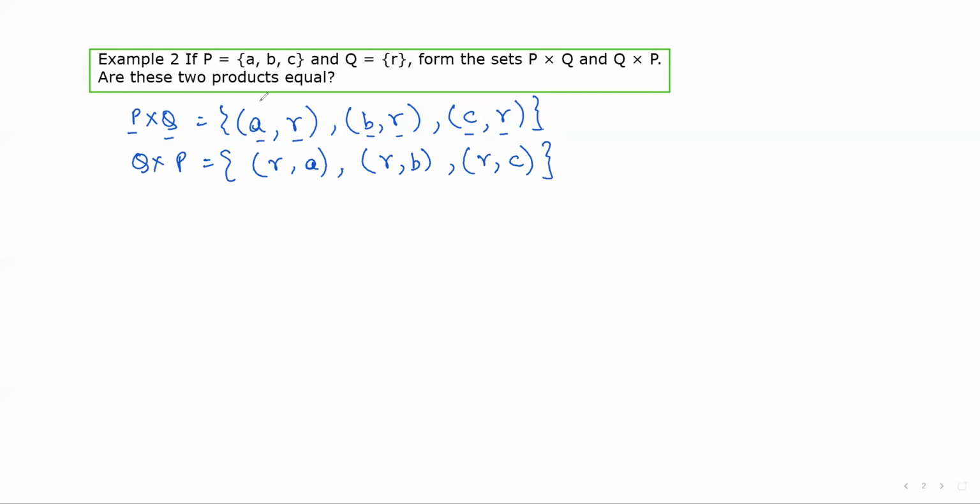Are these two products equal? Now, is (A, R) equal to (R, A)? No, because the first element is A over here, and the first element is R over there. Only if the corresponding first elements of two ordered pairs and the corresponding second elements of two ordered pairs are equal can we call the two ordered pairs equal. So no ordered pair in P cross Q belongs to Q cross P, or vice versa. So P cross Q is not equal to Q cross P.